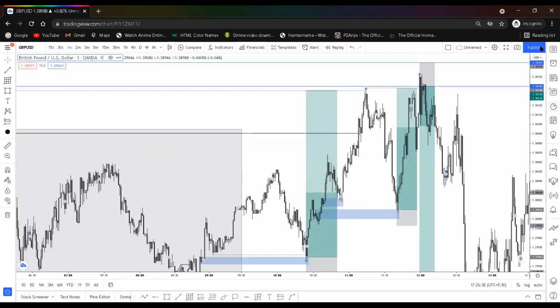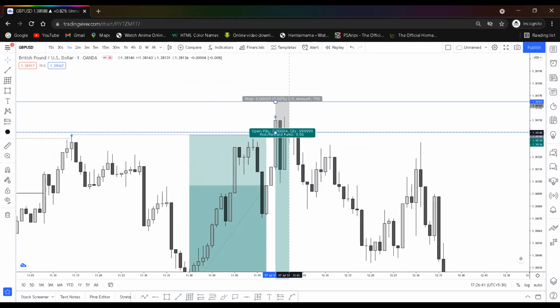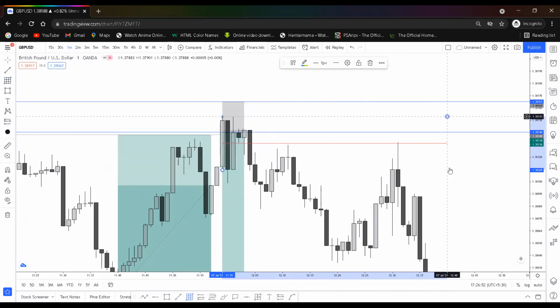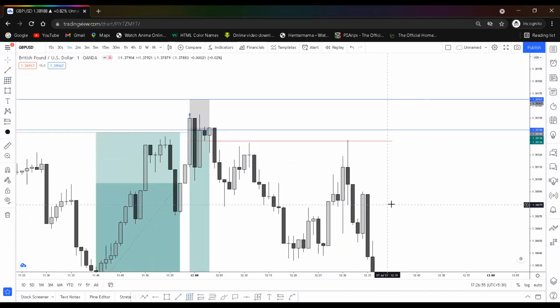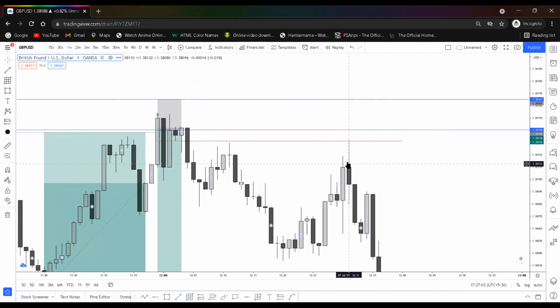And now this would have been the first entry. And then my original entry was right here, 50% of the FU candle right here. And the next thing is time and price. You see the time? 12:31 p.m. At my time, this was exactly London Open.